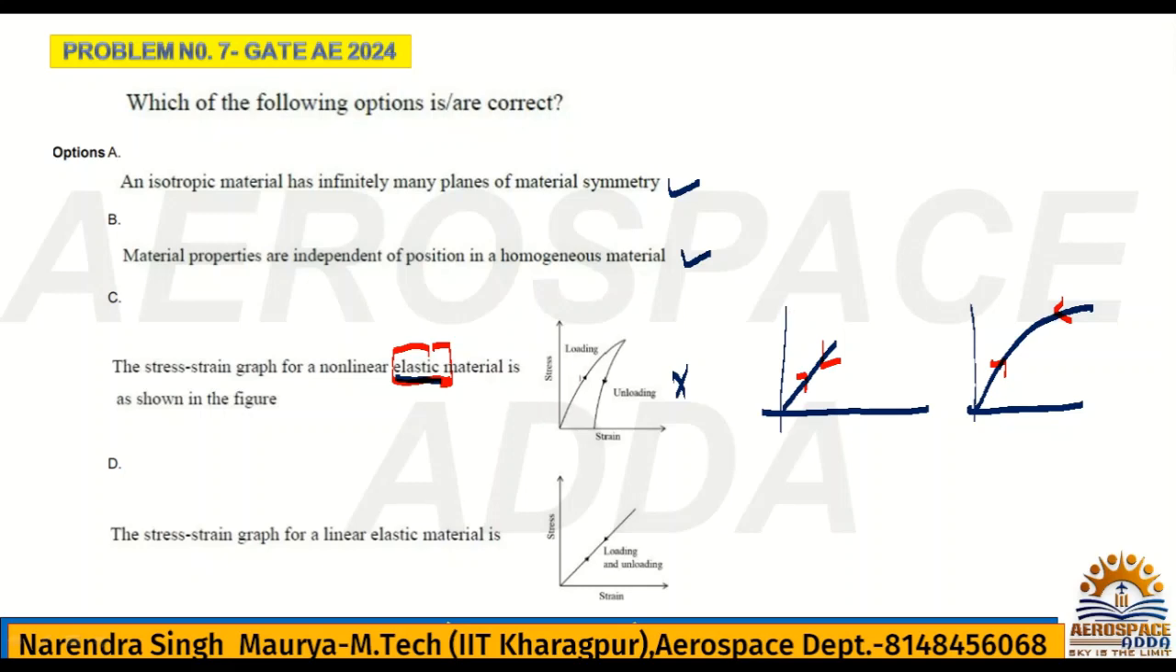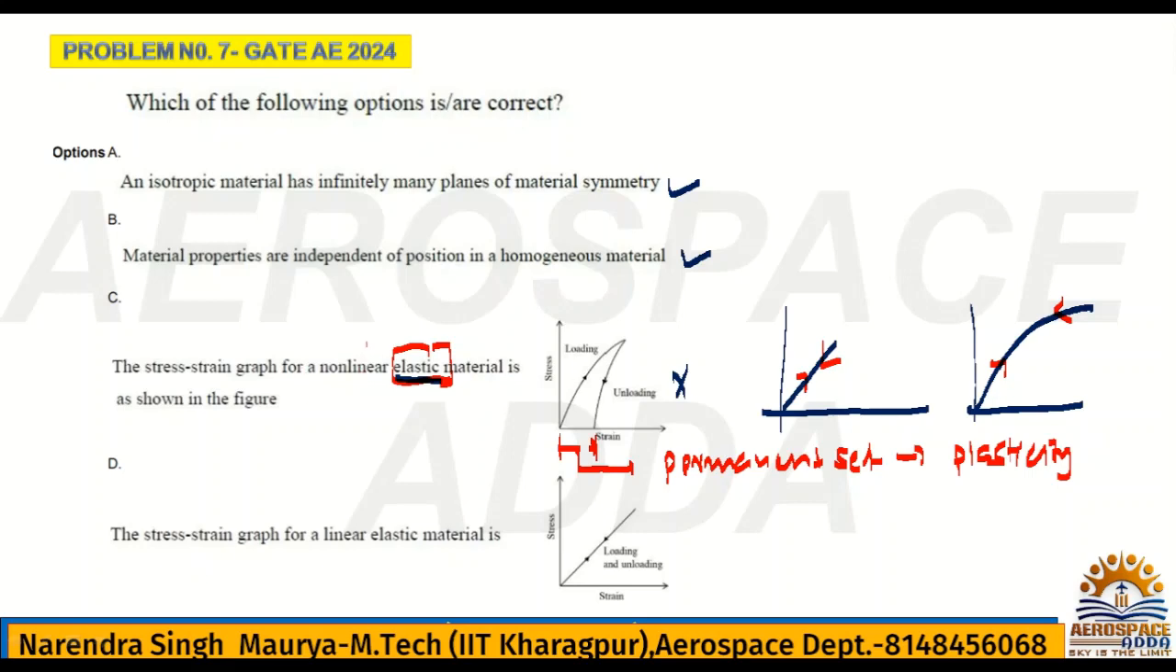But here if you check, loading is this and unloading is this. This is called permanent set, which is also called plasticity. So this diagram is for plasticity, a plastic material, you can say. Because permanently it is set, that's the reason it is not regaining the same path. So unloading is different. It is called permanent set. For what type of material will it come? For the plastic material it will come. Okay, this diagram. So obviously this is not for the elastic material.